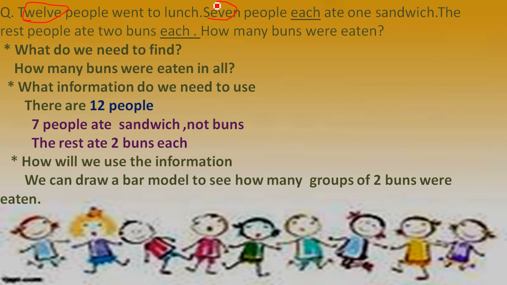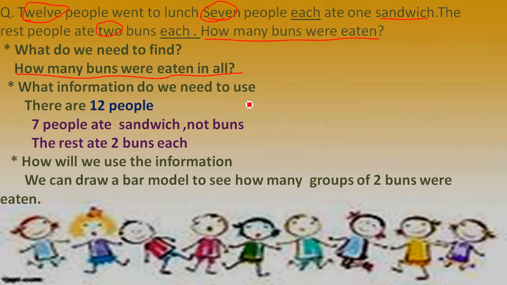How many people ate sandwich? 7. So 7 people ate sandwich. The rest of the people ate 2 buns. Now we don't know the number of the rest of the people. And we have to find out how many buns were eaten. So what do we need to find? We need to find how many buns were eaten in all.